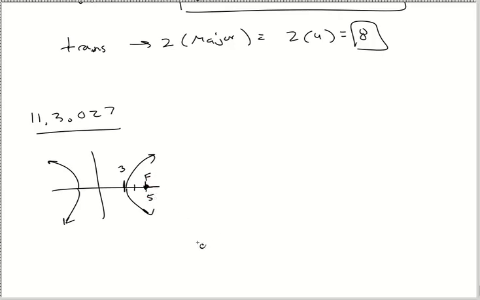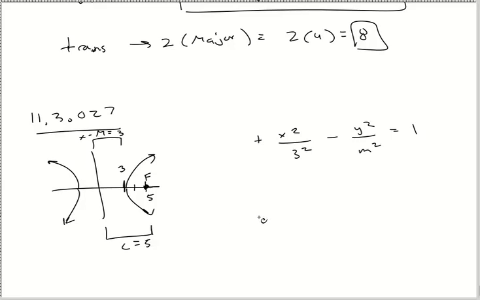Okay, so I have a focus of 5. That means my c distance is 5, but my major distance is a 3, and it's an x major. So I can already start setting it up: x squared over major squared, y squared over minor squared. I don't know what minor is, but I do know that it's going to be equal to 1.